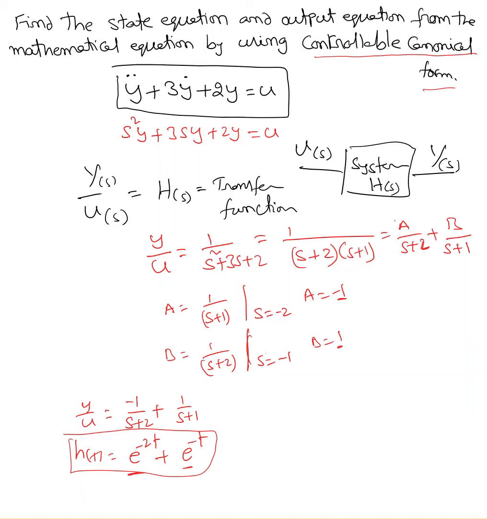What is the advantage of controllable canonical form? We derive the state variables from the state equation, and we derive the output from the output equation. But the main advantage of the controllable canonical form is that whatever model we get out of this system is going to be controllable. Now, how do we do the controllable canonical form?